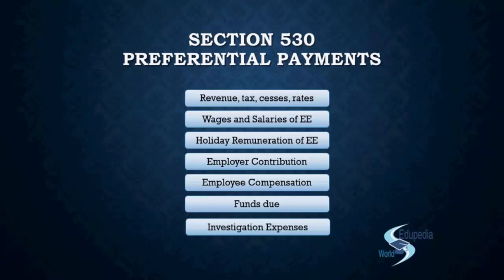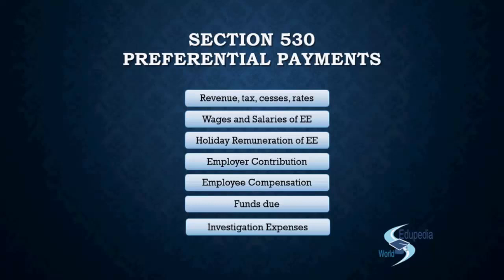Apart from these 5 that are related to the employees of the company, we have the revenue, taxes, cess and rates that have to be paid to the government. May it be central government, may it be state government, may it be any other local authority. Right? We are least interested. Whatever it is, if it is due to the government, give it to them.